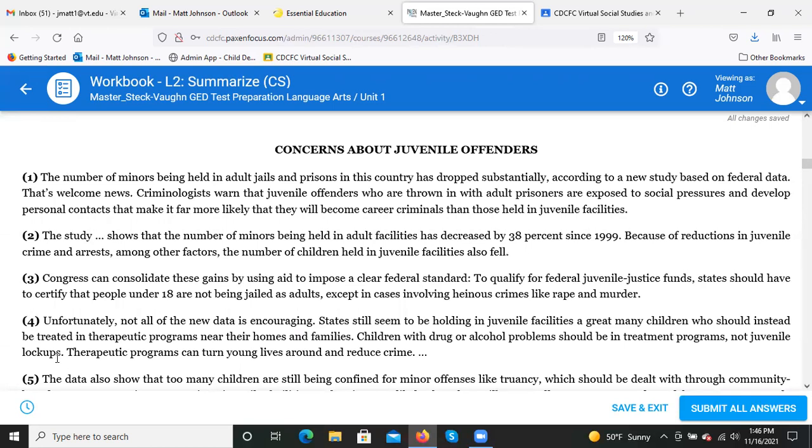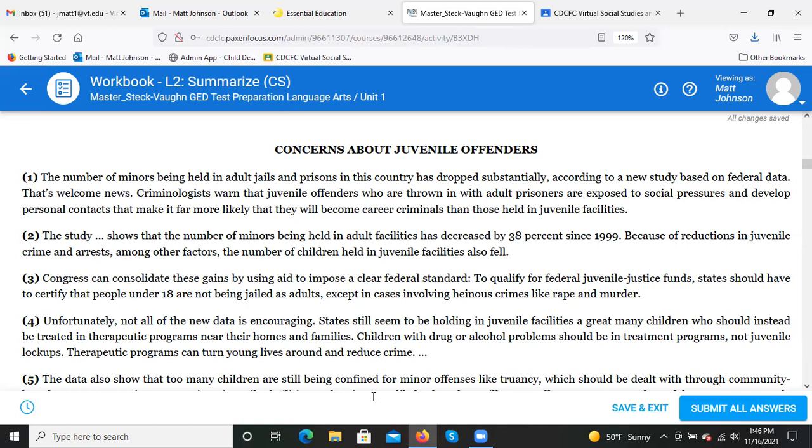Okay, so this, remember, title is important. Concerns about juvenile offenders. All right, here we go. The number of minors being held in adult jails and prisons in this country has dropped substantially, according to a new study based on federal data. That's welcome news. Criminologists warn that juvenile offenders who are thrown in with adult prisoners are exposed to social pressures and develop personal contacts that make it far more likely that they will become career criminals than those held in juvenile facilities.